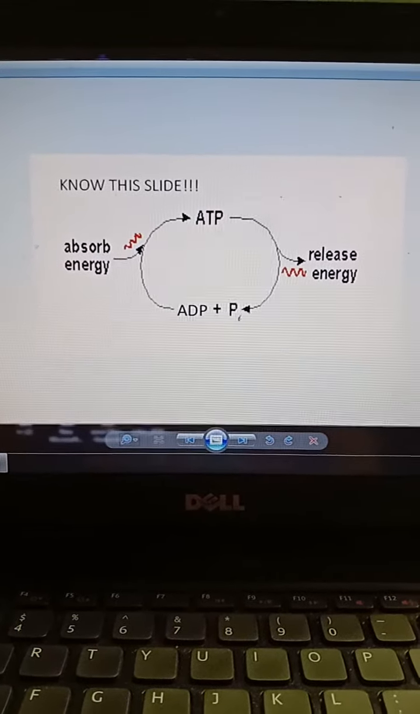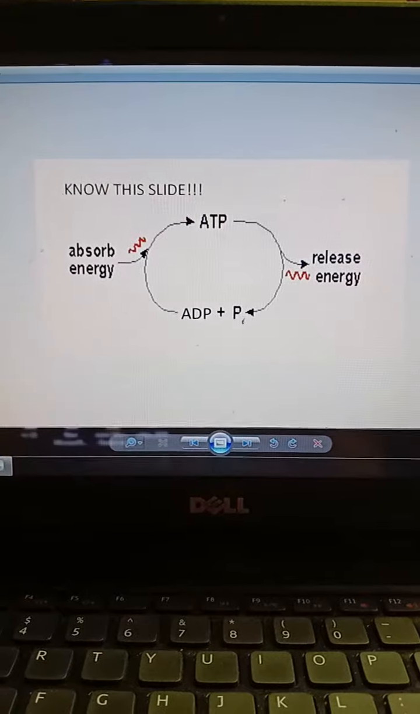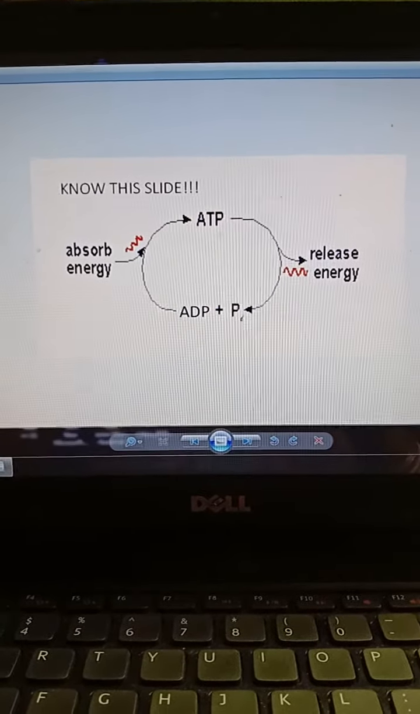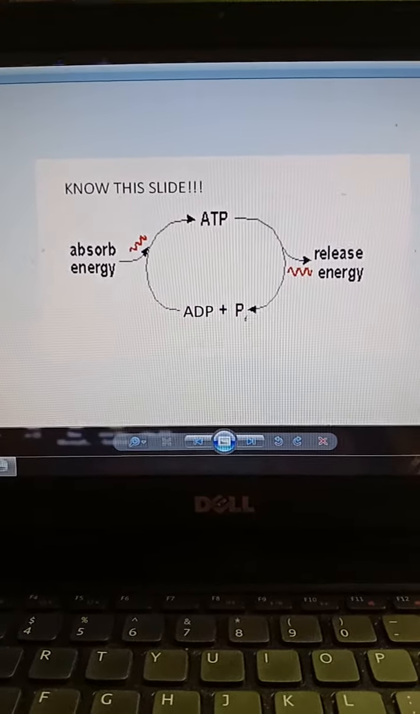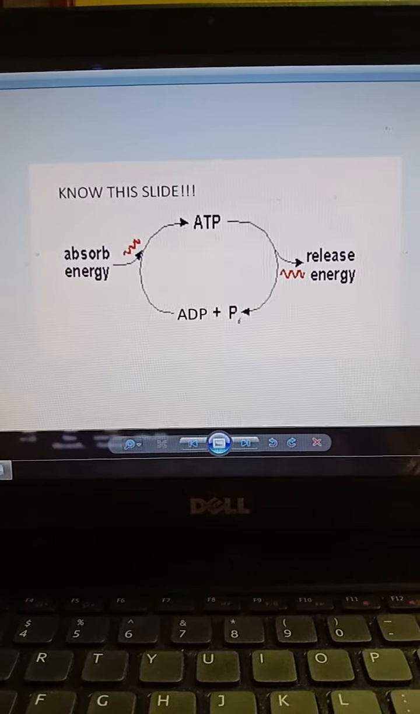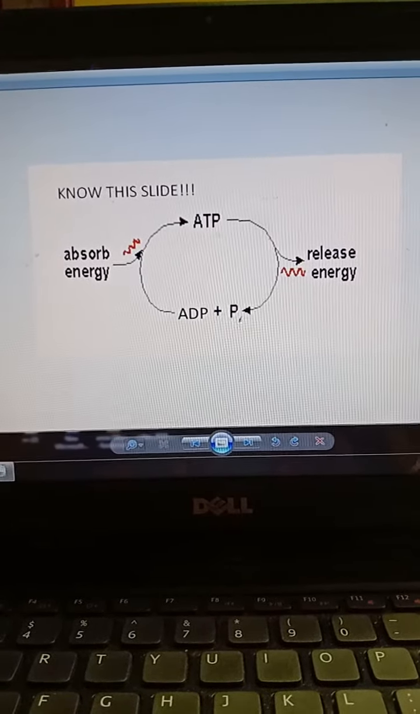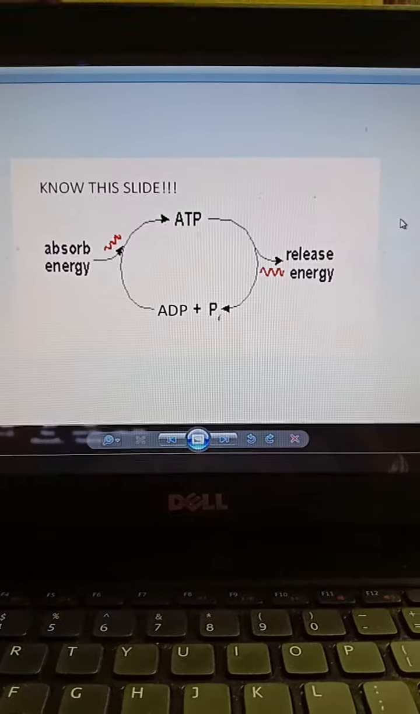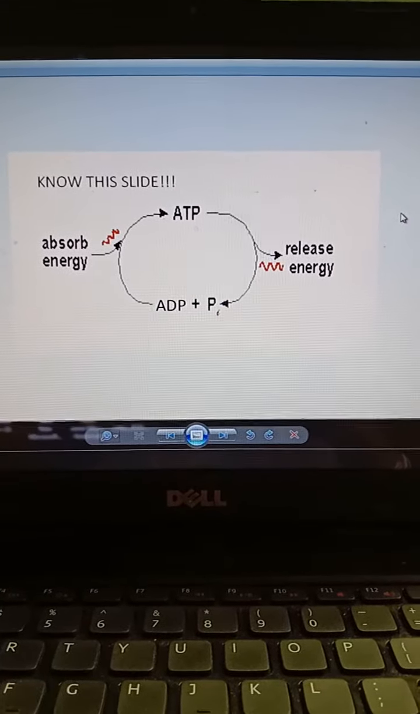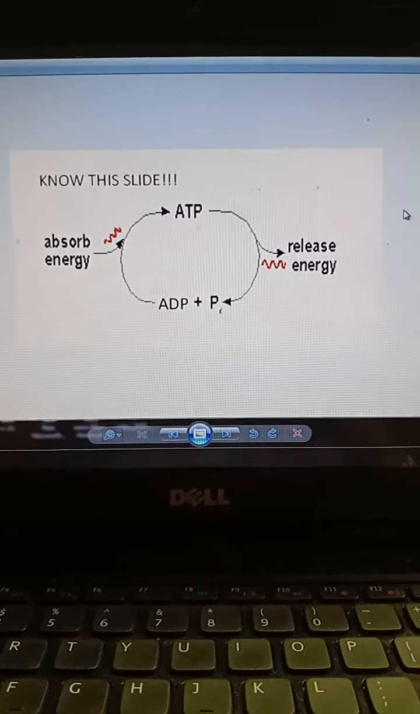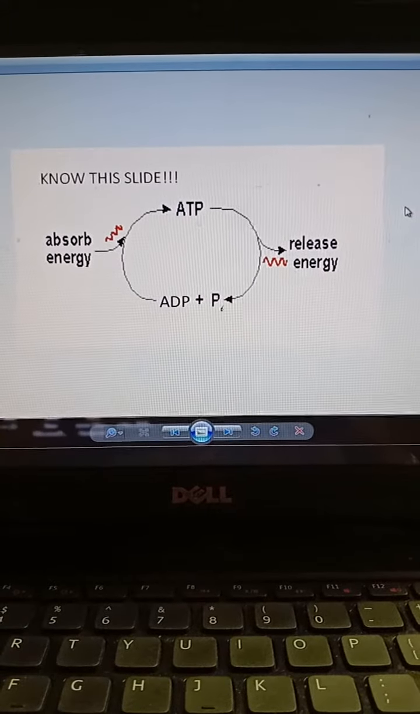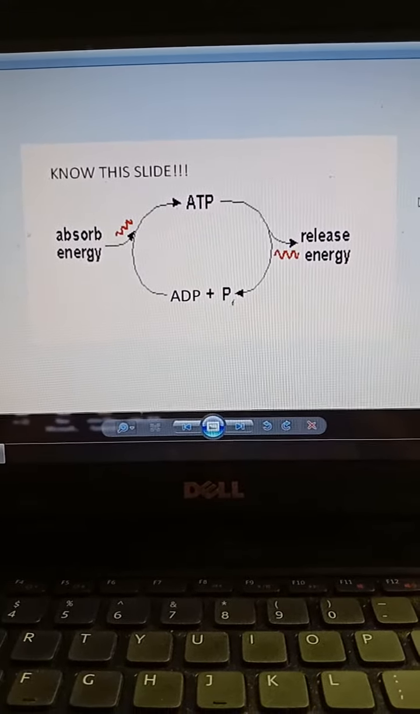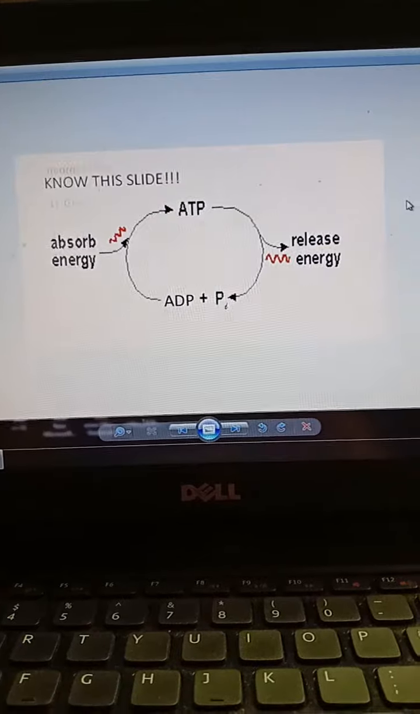See, this is the general cycle, where ATP releases energy when it is converted to ADP and Pi. ADP means adenosine diphosphate. One phosphate, an inorganic phosphate, is released as well as energy. Whenever one molecule of phosphate is linked to ADP, it absorbs energy and forms the ATP.